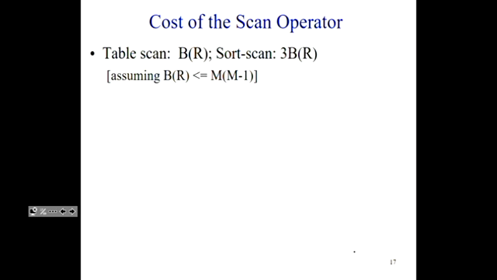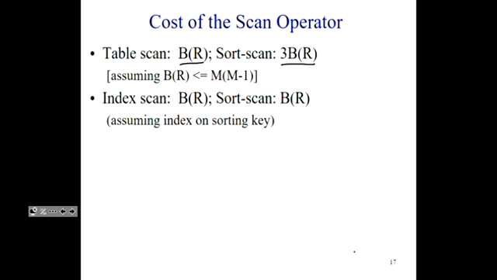So the cost of table scan is B of R, the cost of sort scan is 3 times B of R if you're doing it in this way. And this is assuming B of R is less than or equal to m times (m minus 1). The cost of an index scan is once again B of R. The cost of doing a sort scan, if you have an index on sorting key, is once again B of R. So this is much better than 3 times B of R, because you don't need to write out, read back in, and so on. So that's not necessary if you're doing an index scan.